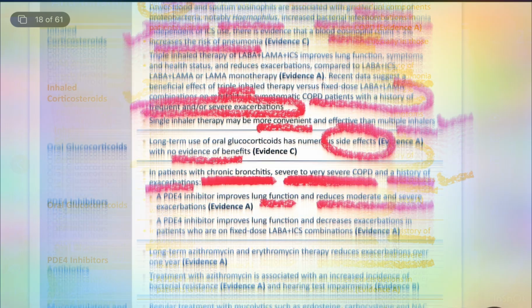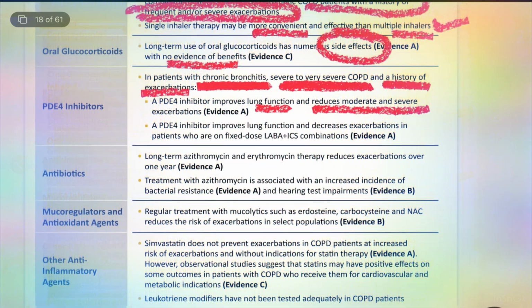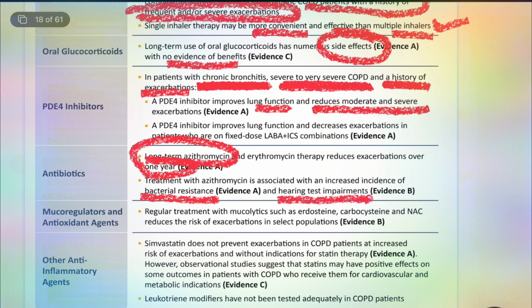Then comes antibiotics. They are telling long-term azithromycin and erythromycin reduce exacerbation over 1 year. So long-term azithromycin should be given. Treatment with azithromycin is associated with increased incidence of bacterial resistance. So we should remember this thing. We should think about it before giving long-term azithromycin, and it can lead to hearing impairment also.